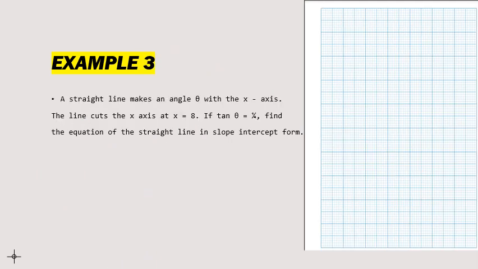Let's look at example 3 now. In this example, they're saying we have a straight line which has an angle theta with the x-axis. The line cuts the x-axis at 8. If tan theta is equal to 1/4, find the equation of the straight line in slope-intercept form. Slope-intercept form is y equals mx plus c. That's the form.